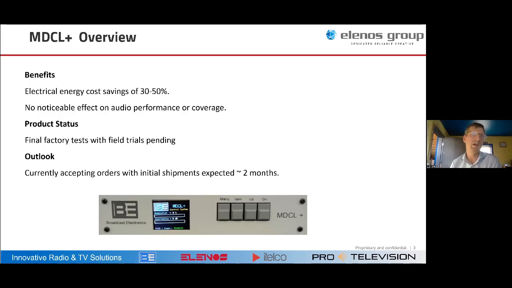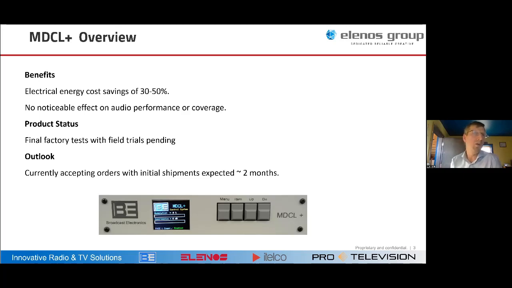No noticeable effect on audio performance. You can configure how much, we use the word compression to say how much the power is being reduced. And typically people operate 3 to 6 dB of compression. And if you're at the more conservative end of that, around 3 dB, it's very difficult to hear any difference. At 6 dB, some people say, okay, I can just start to hear what's happening, but it's not significant. So generally we say the effect on audio performance is very limited.